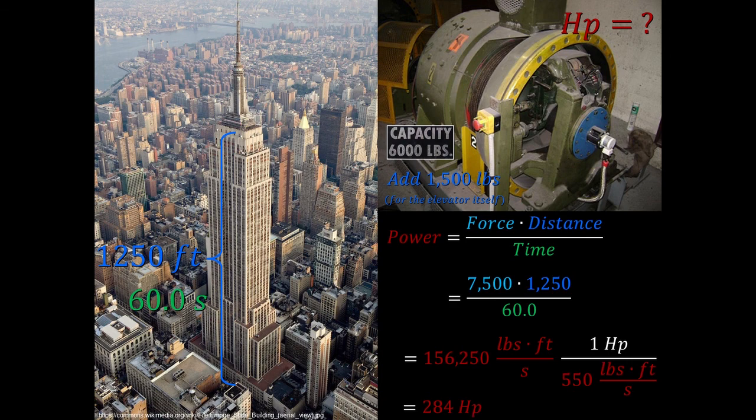So that's a little bit about work and power. Make sure the force and the distance are in the same direction. If they're not, find a component that is. And then if we take work divided by time, we get power. 550 foot-pounds per second is 1 horsepower, or 746 watts is also 1 horsepower.